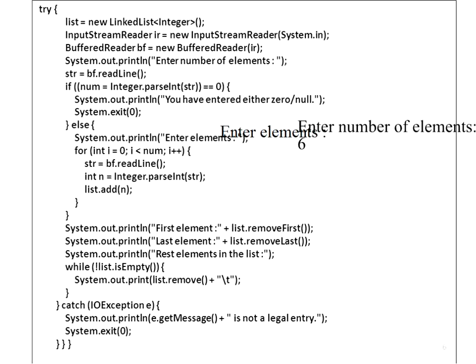Suppose user enters 10, then 20, then 30, then 40, 50, and 60. Okay, total how many values are there? 6 values, okay? This is first value, this is second, this is third, fourth, fifth, and sixth. Because initially user has entered 6 over here. If suppose user enters 10, then he can enter total 10 values. So it will be less than num.